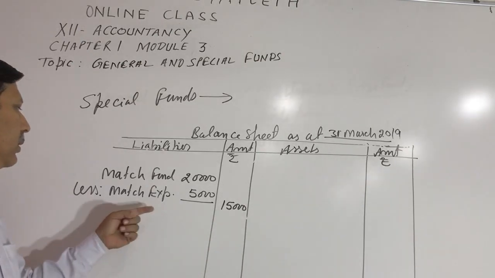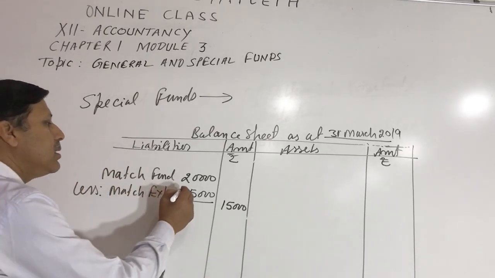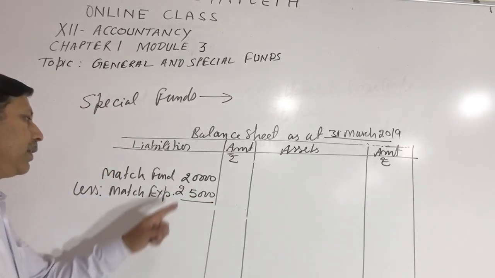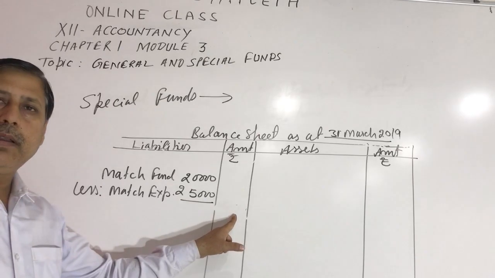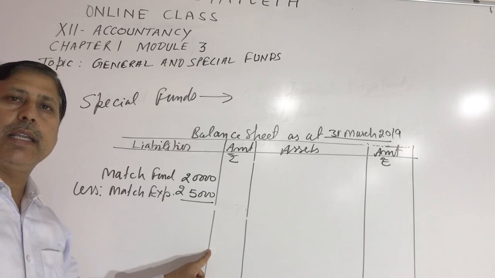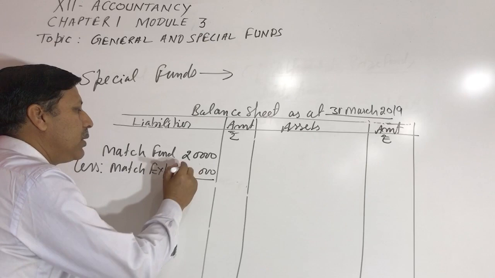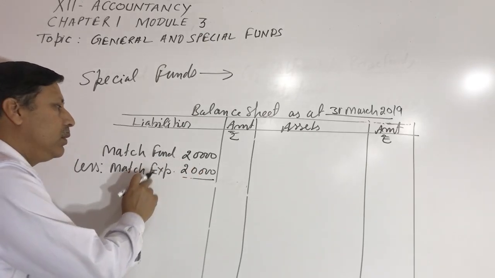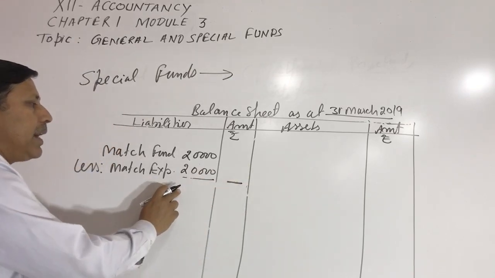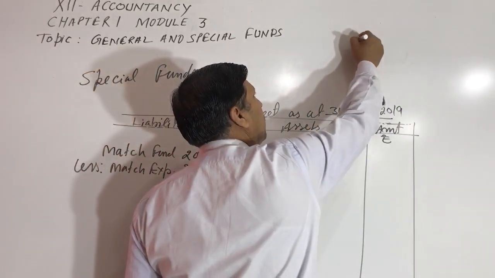But sometimes the expense is more than the fund. What do we do? For example, if expense is 25,000, the balance becomes negative, but a negative balance can't be shown in the balance sheet. So in that case we deduct only 20,000 and put a dash, and the 5,000 excess amount will be shown in the income and expenditure account.